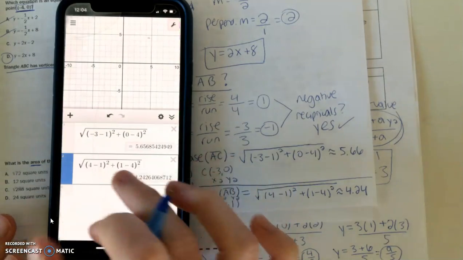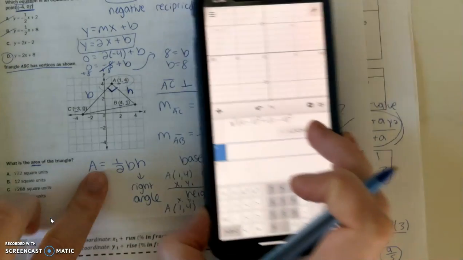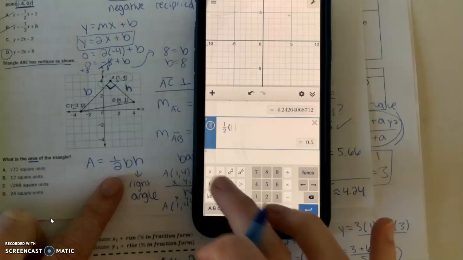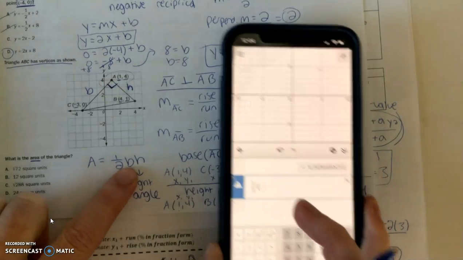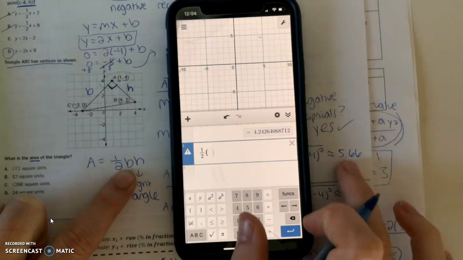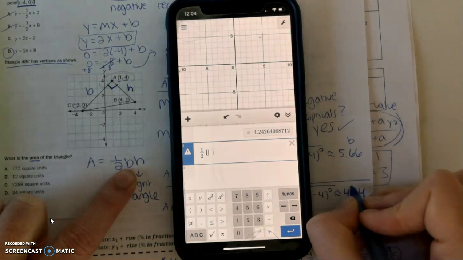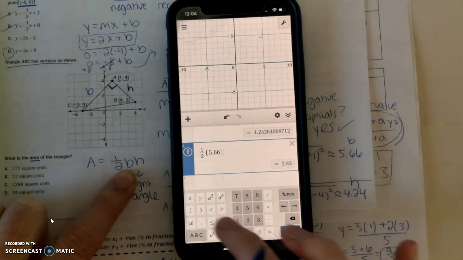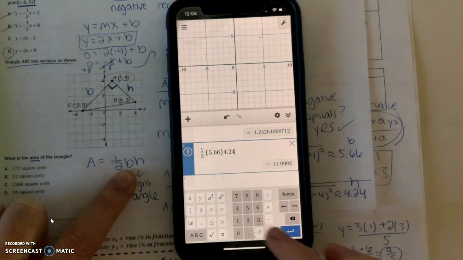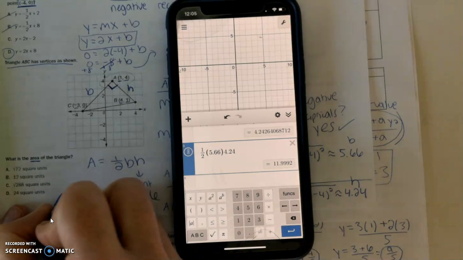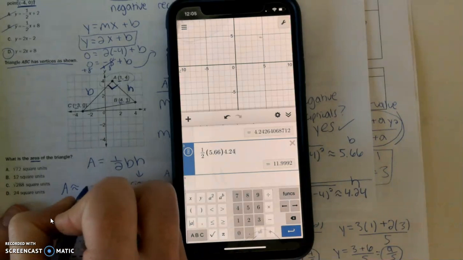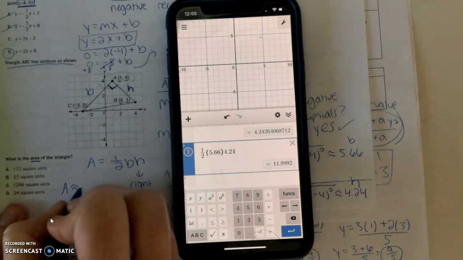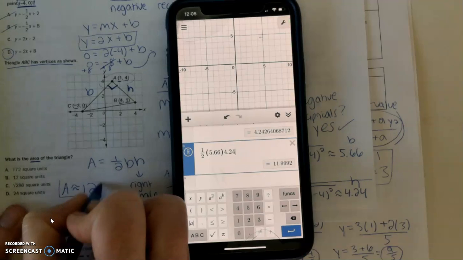All right, so I'm ready to plug this into our area formula. Area is equal to 1/2 times our base, which we already said was 5.66, right? This is our base, and this is our height. So our base is 5.66 approximately, and our height is 4.24. So our area is going to equal approximately 11.9992, which rounds to 12.